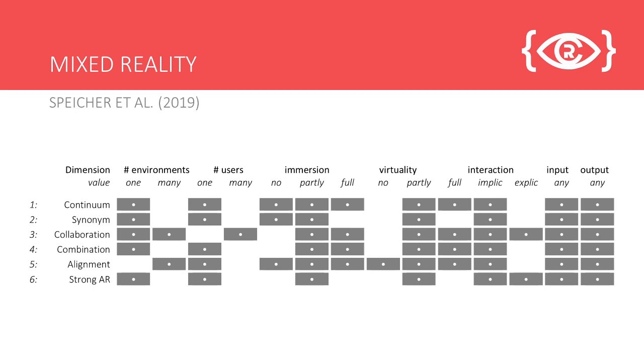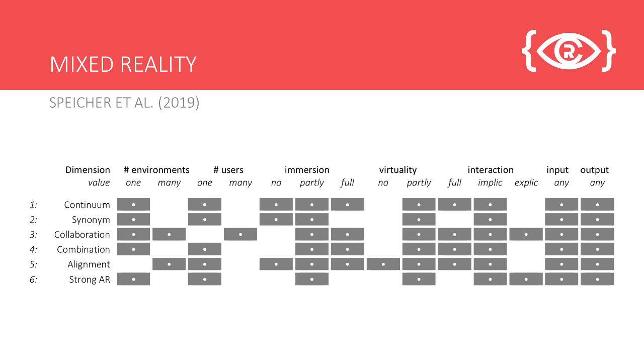There is the use of the continuum where mixed reality is everything in between reality and virtual reality. There is the synonym use with AR. There's the use of mixed reality only where you collaborate with others, where you have a combination of that, where you have the alignment with the environment, the spatial alignment, and where you have strong AR. And then they all differ amongst those dimensions, which are the number of environments.